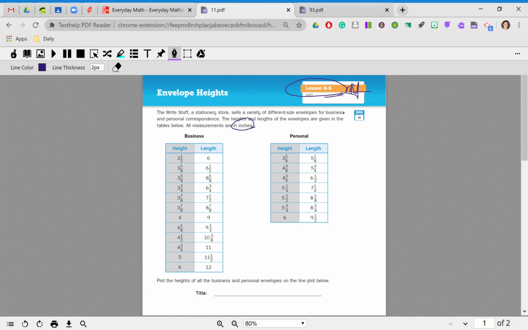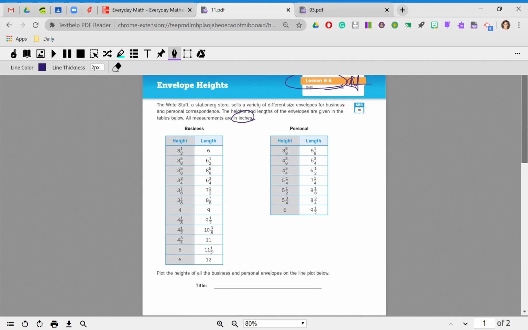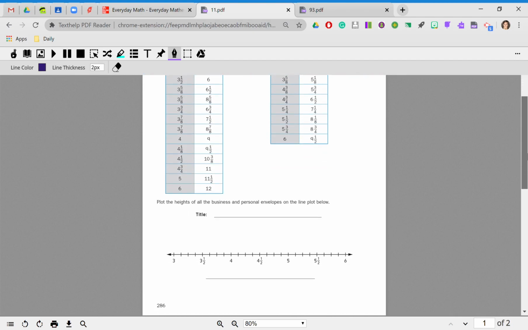Now, when I'm looking at these tables, I notice that the fractions are all in different sizes and they have a lot of different denominators. But what I do notice is they are all factors of 8. So all of our fractions down here are going to be to the nearest 1/8 inch. So let's scroll down and figure out what we need to be doing for our line plot, as well as what we need to write for the title.